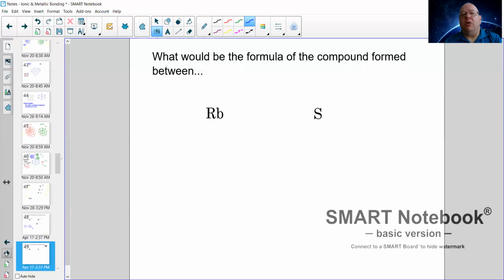Okay. Right now, I'd like you to pause the video and try to work out what would be the formula between rubidium and sulfur, and resume when you've done that. I'm assuming that you just did that, and so I'm going to work it out now. We got rubidium with 1 electron. Sulfur has 6 valence electrons. So if sulfur took 1, sulfur's not happy, but rubidium doesn't have any more. So we need another rubidium.